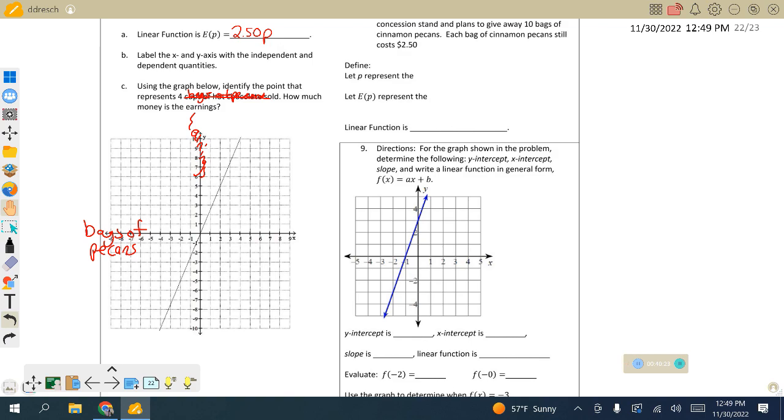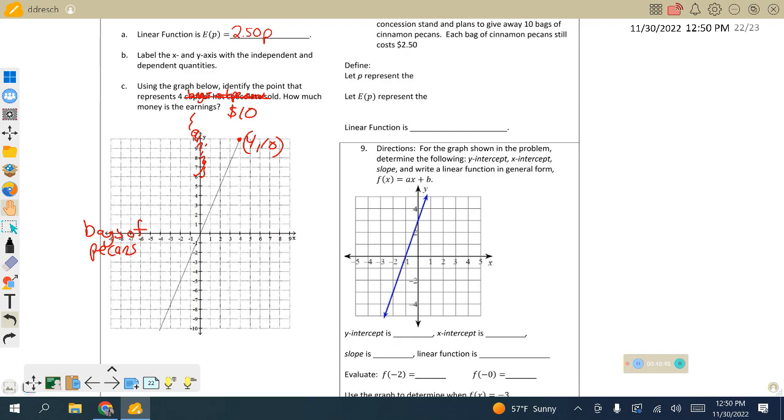So what if we sold 4 bags of pecans? And that is the right graph though. Okay, if we sold 4 bags of pecans, where are we located? 4 comma 10. So we sold 4 bags and made $10. Sounds good. Okay, that is at least the right graph.